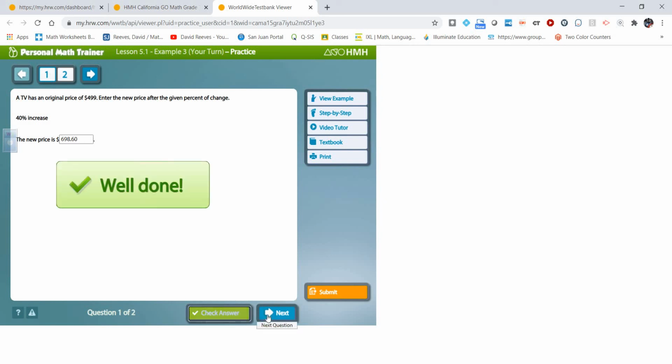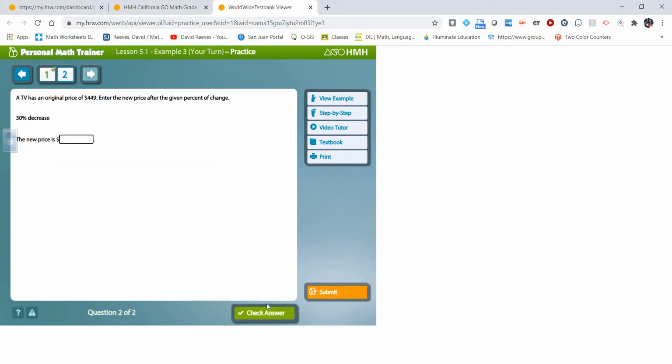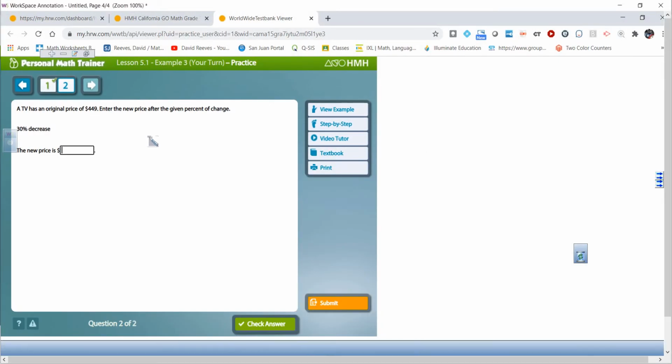All right, so let's go on to the next problem. This time we have a 30% decrease. This is the one we did. Luckily, though, they changed the price now. It's $449 instead of $499. Otherwise, it'd be the same as the one we did before. So again, we're going to have 100%, which was the original, but now we're going to take away 30% of the original. Well, 100% minus 30% is 70% of the original.